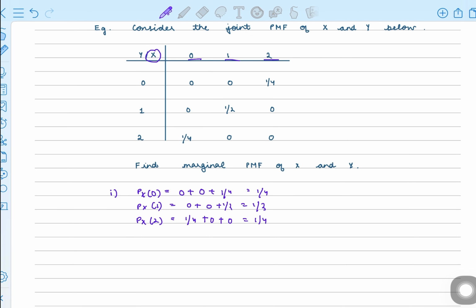Then we arrange this in a tabular form. To obtain the marginal distribution for the random variable y, we add the probabilities across each row.